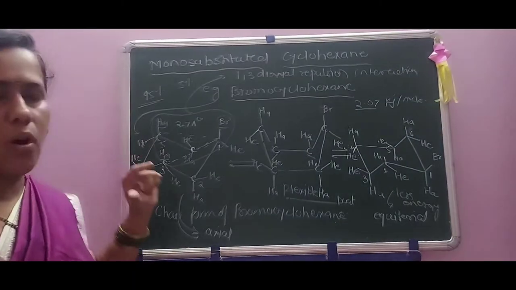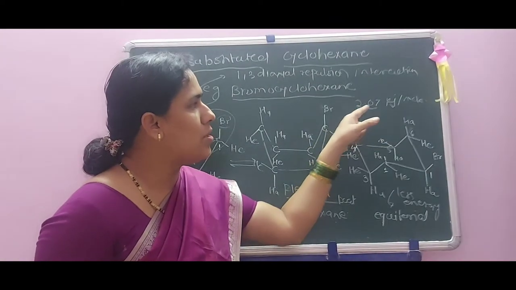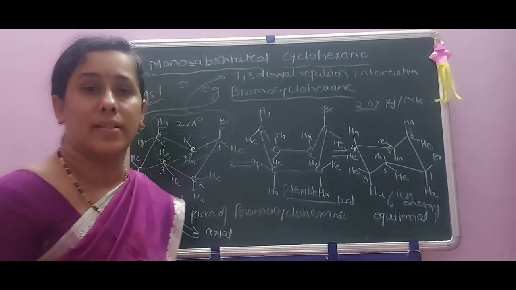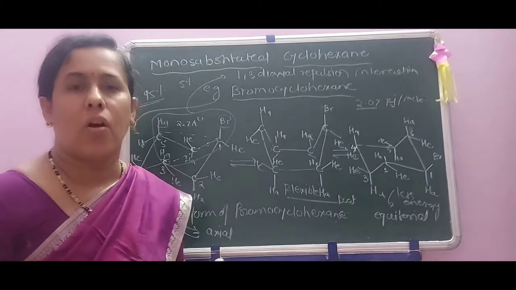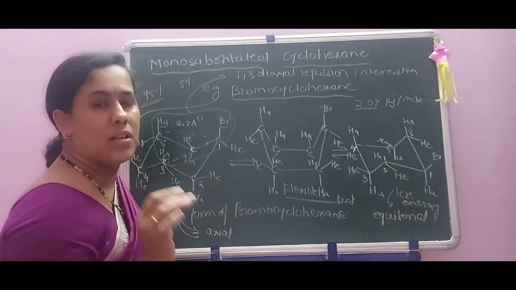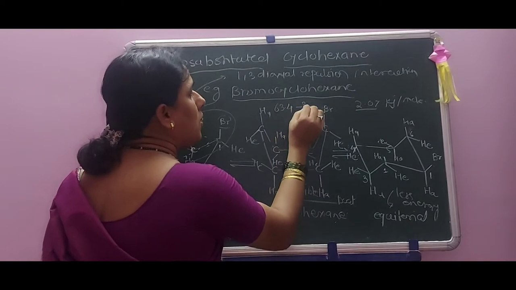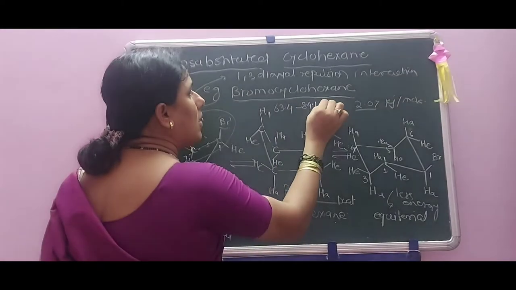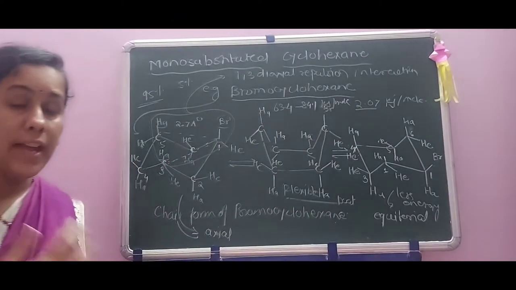As there is a very small potential energy barrier difference, that is 2.07 kilojoule per mole, it is possible to reduce all the strains with an average energy between 63.4 and 84.1 kilojoule per mole, in which the energy is very, very less.